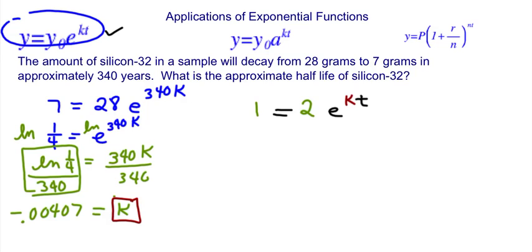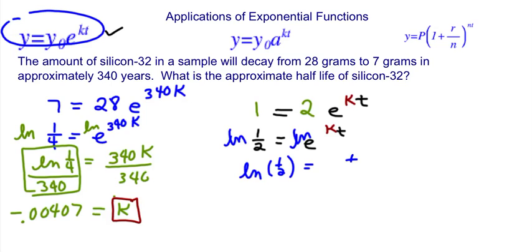First thing I'm going to do is just use order of operations. I'm going to divide by 2. So I'll have 1/2 equals e to the k times t. Once again, I'm going to put my k in red because I already have that value. I'm going to take the natural log of both sides, because I need to get rid of that e. So I have the natural log of 1/2 is equal to k times t. I'm going to put that back in red.